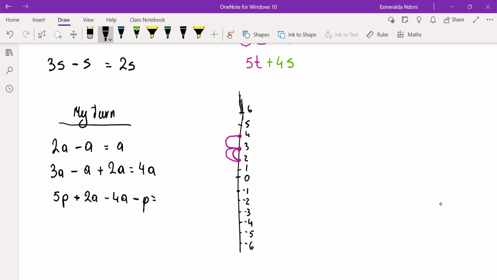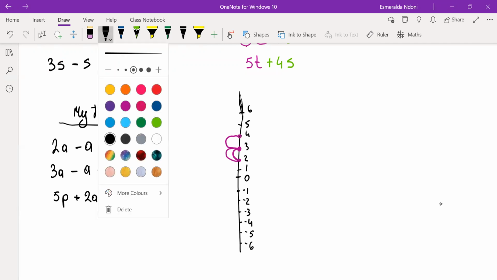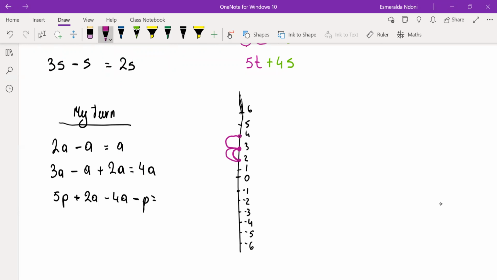Okay, first of all, the apples and pears don't mix because they're different things. So let's just group them. So pears will be grouped with pears, and apples will be grouped with apples. Now I can use my number line.